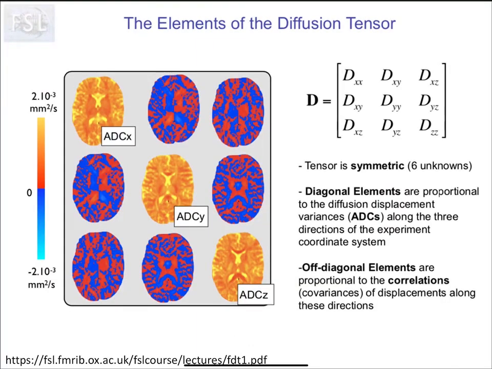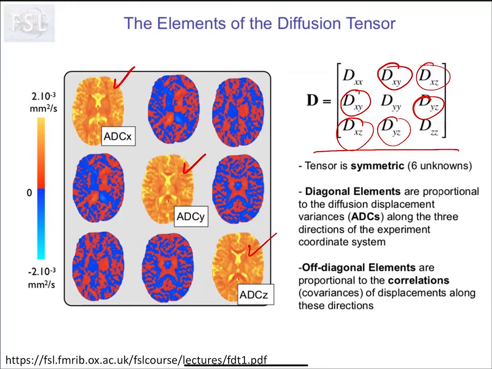This is what it looks like. It's got 9 numbers, but only 6 of them are unique because it's symmetric: whether you go x to y or y to x is the same, and likewise for x, z and y, z. So there are only 6 unique numbers for diffusion tensor imaging. The ones along the diagonal tell you about diffusion along the x, y, and z axes. The off diagonals tell you about the xy, xz, and yz directions. So 6 different directions are sufficient to describe the ellipsoid.